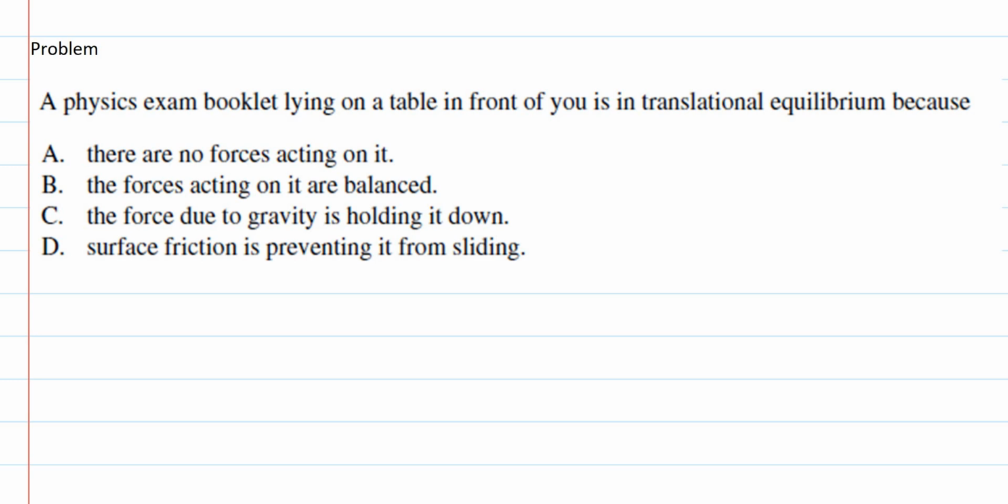Let's take a look at this concept question to start off the homework video guide. For this first problem, we have a physics exam booklet lying on a table in front of you, and it is in translational equilibrium because... when you're in translational equilibrium, that literally means the object is at rest or not moving.